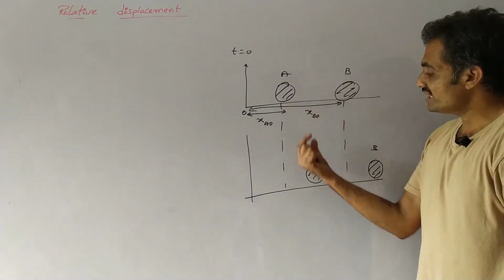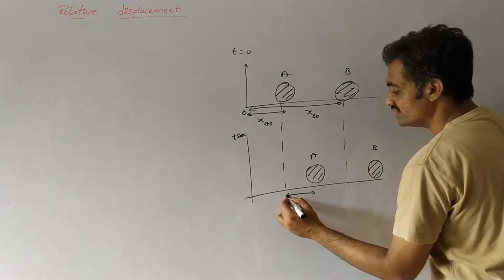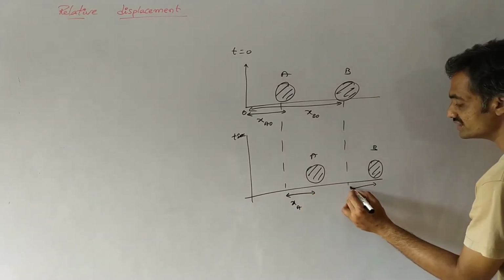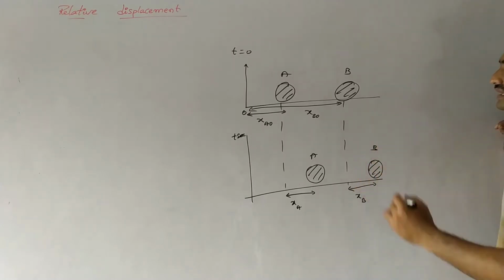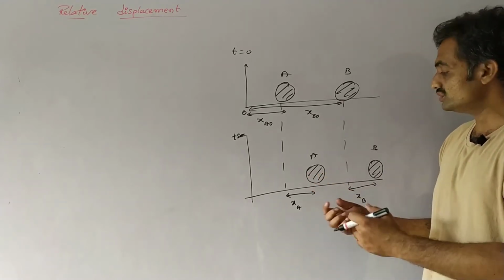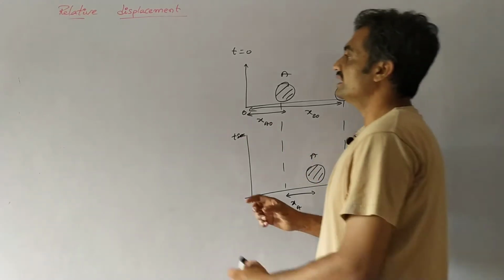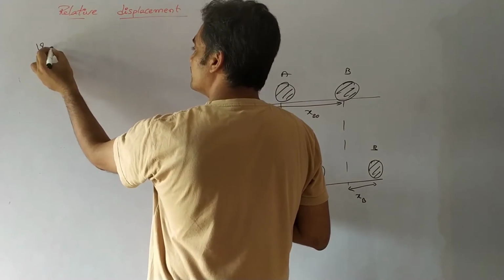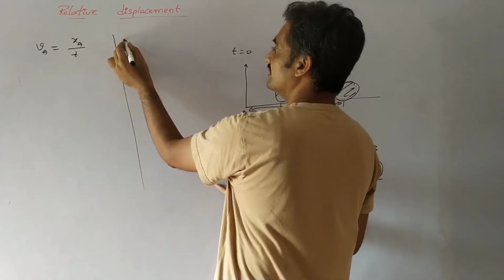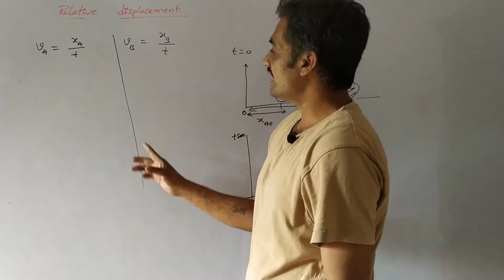Observe that the positions of the bodies have changed after a time of t seconds. Body A has reached a new position of x suffix a, and body B has reached a new position of x suffix b. The position of the body changes based on the velocity. If they possess velocity, due to the velocity itself, the position changes with respect to time. Based on that, we can write that the velocity of body A is the position of body A by time, and the velocity of body B is the position of body B by time.